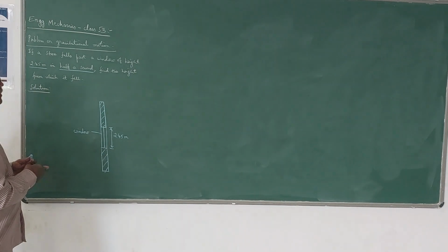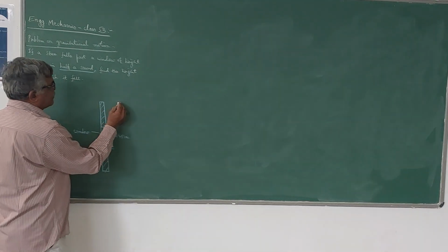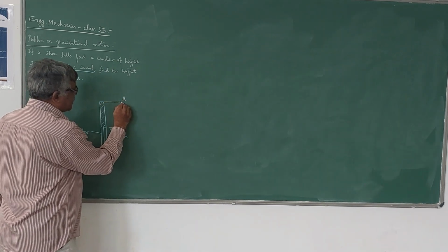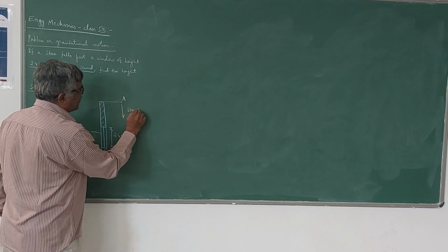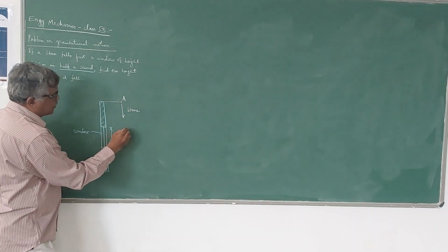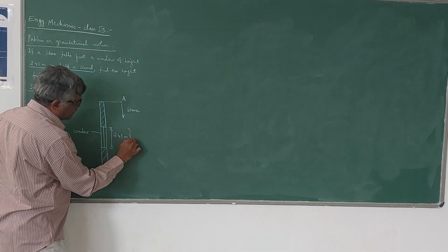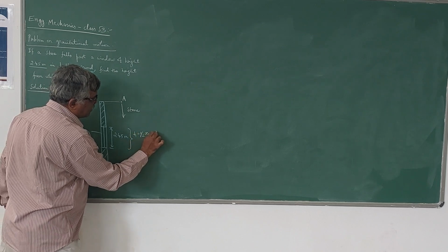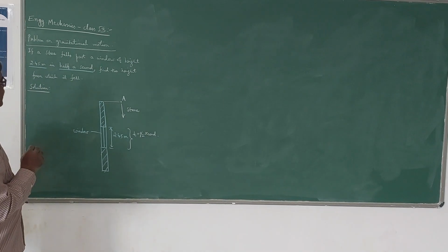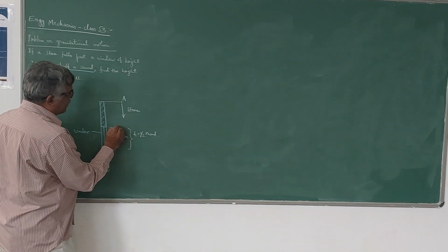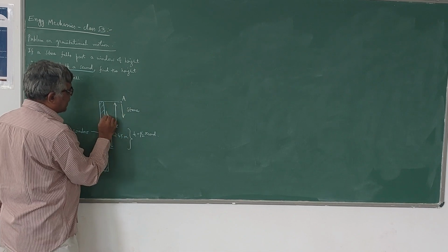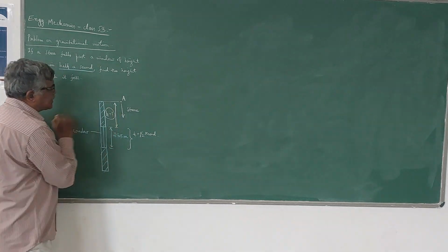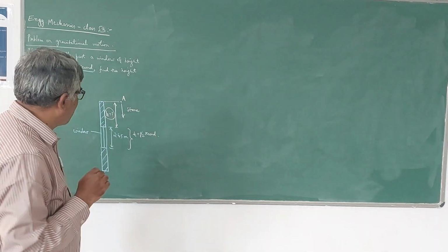The question here is, if a stone falls from some point here, I will take this point as A. A is the point from which a stone falls. If it takes half a second to cross this window, what is the height from which it fell? That means we have to find this height, the height above the top of the window. I will take that height as h here. So we have to find out the value of h.